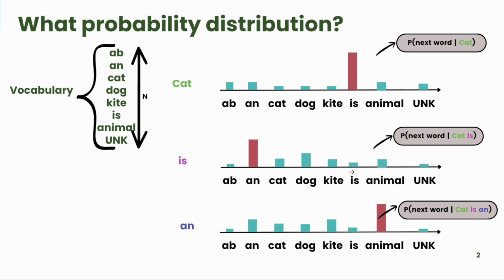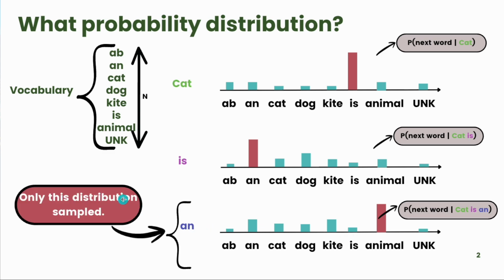And the reason for that is the length of the sequence could change. It's possible that cat was the input from the user, and in that case you would have sampled from this distribution. It's possible that cat is was the input, and in that case you would have sampled from this distribution. So because the length of the input sequence can change, the model outputs all the different possible solutions up to that input sequence. So this is what is being summarized here. For the next word prediction, we only care about the distribution corresponding to the last word that we have in the sequence.